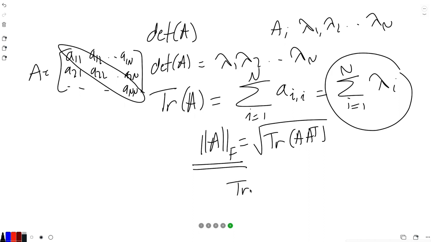Also, the trace of A times B is the same as the trace of B times A, if it is possible to exchange, because usually trace is defined for square matrices. So if A and B are both square matrices which can be exchanged, it can be done in this way.